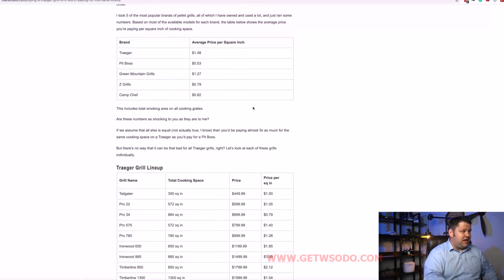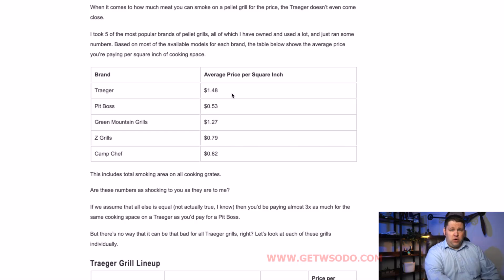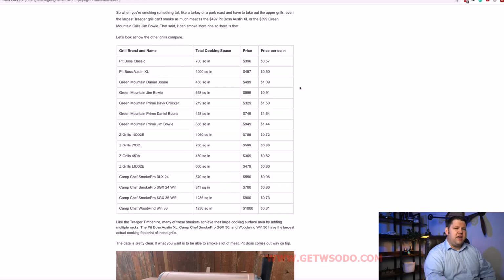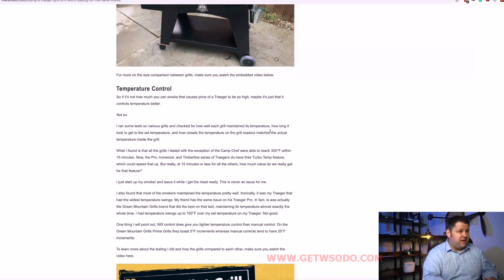And you can see again back up here that Traegers are the most expensive by far when it comes to how much cooking area you get per dollar. And then when you look at specific models, you can see what that range looks like. And then you can look at some of the other brands and see, where do I get the most size for my dollar? You'll see I went into detail in the next section as well.